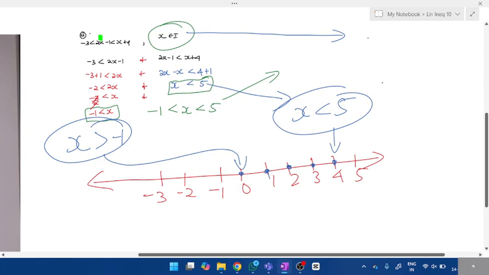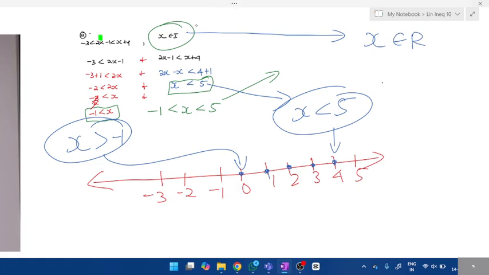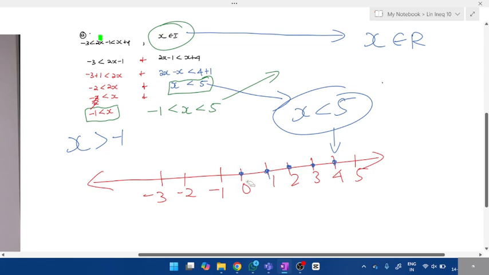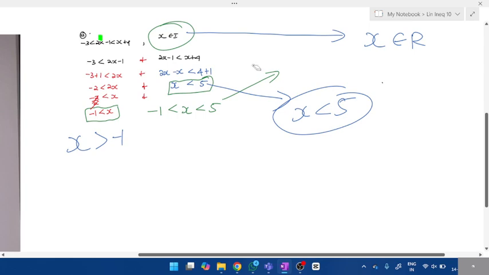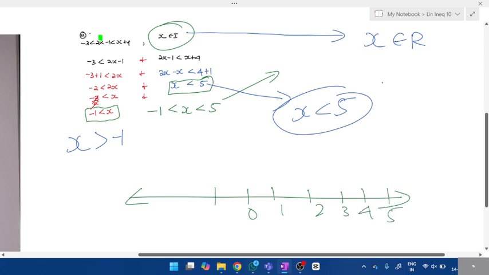Now I'll change the question, students. What if you get x belongs to real number? For real numbers, do we keep dots or do we draw a line? We draw a line. Yes. And how do you draw a line? Same like this. Look, draw a line. 0, 1, 2, 3, 4, 5, minus 1, minus 2. And they have given minus 1. Is it equal to or greater than minus 1?